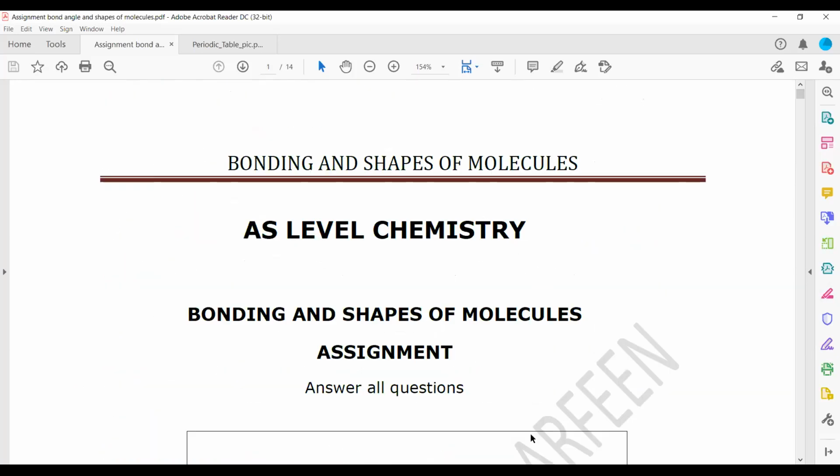So this was an exercise related to bonding and shapes of molecules. I'll share this exercise as weekly homework so you can solve it and ask your doubts.